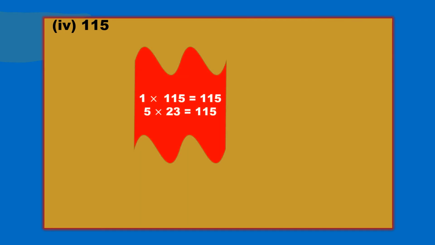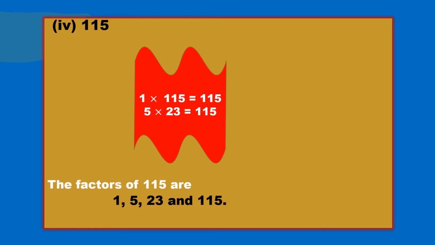115. Okay, we'll find out the factors for 115 now. So 1 and 115 are the factors, right? In the 1 table 115 goes 115 times, and in the 5 table it goes 23 times. Other than this, there are no more factors. So the factors of 115 are 1, 5, 23 and 115. So this is how you should find out the factors for a given number. Okay, let us go to the next question.